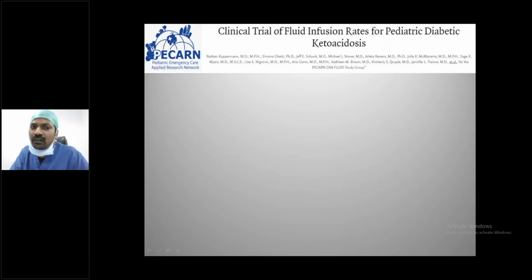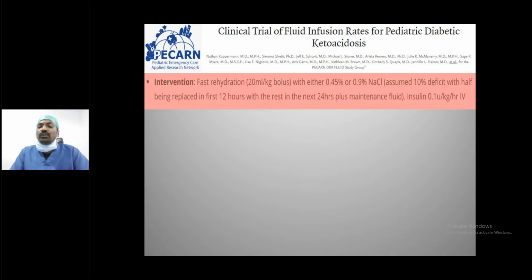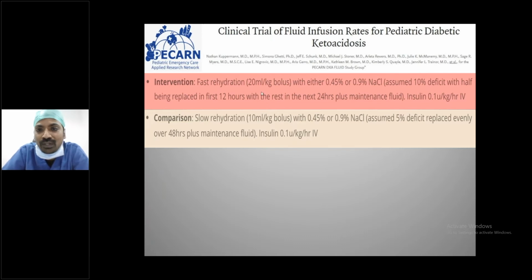This is a very interesting paper, the PECARN fluid trial, published in the New England Journal of Medicine. They compared fast rehydration with slow rehydration. In the intervention group, they rehydrated the children very fast. They gave a 20 ml per kilo fluid bolus, and they assumed the fluid deficit was 10%. This deficit was replaced with half normal saline or normal saline. Half of the deficit is replaced in the first 24 hours and the rest in the next 24 hours. That is, the total duration of correction would be around 36 hours plus maintenance fluid, and they continued insulin at 0.1 unit per kilo per hour.